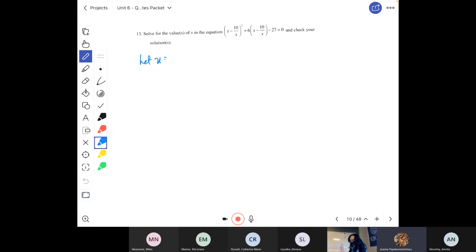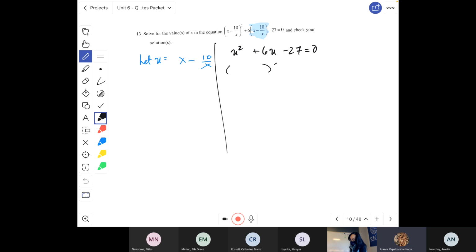Well, this is a quadratic, but we can make it easier. Let u equal x minus 10 over x. Let's go ahead and take all of that. I want to make this an easier problem. So I can rewrite this as u squared plus 6u minus 27 equals 0.